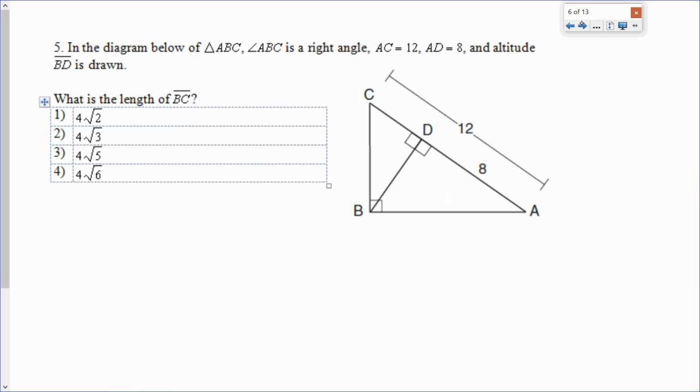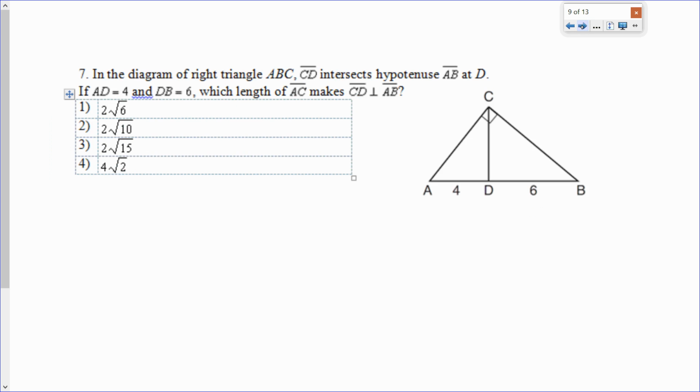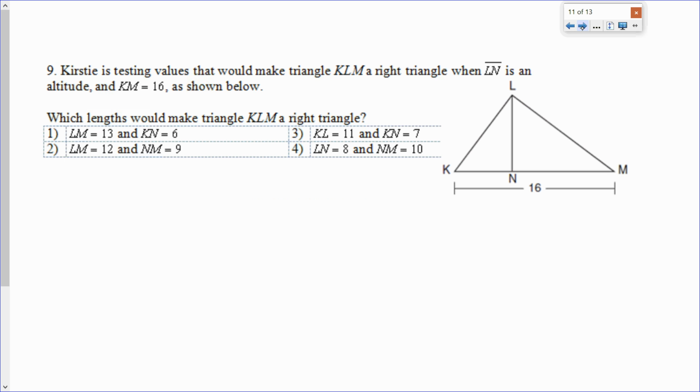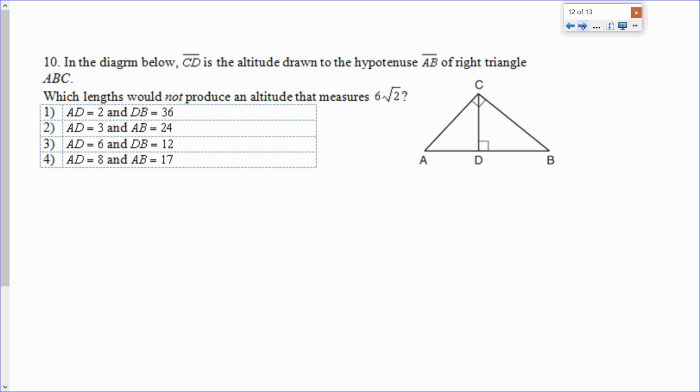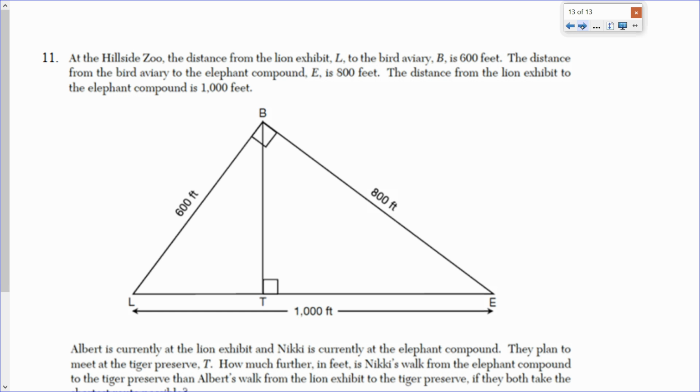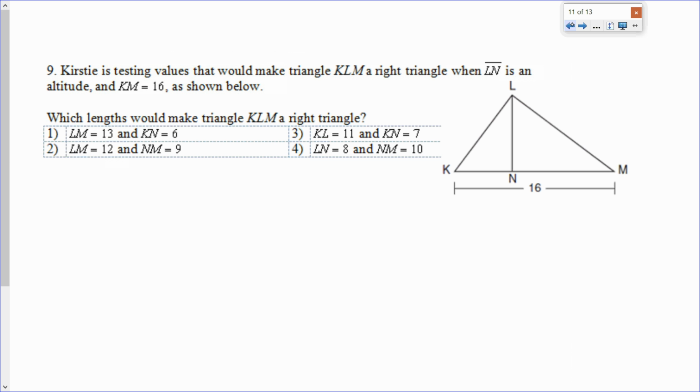All right, I just want to go over one more with you. An annoying question. There's a couple of annoying questions. 9 and 10 are kind of annoying. So I'm going to go over number 9. It's annoying because I basically have to go through each choice and do the problem 4 times to see what happens. So it says which lengths would make triangle KLM a right triangle. Well, if it's a right triangle, that means that your HLLS proportions hold true. So I'm going to have to go through each choice. So choice 1, LM is 13.